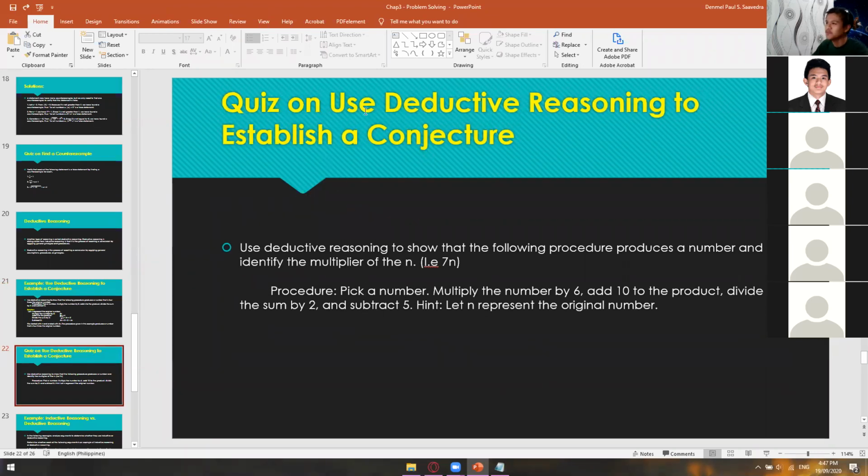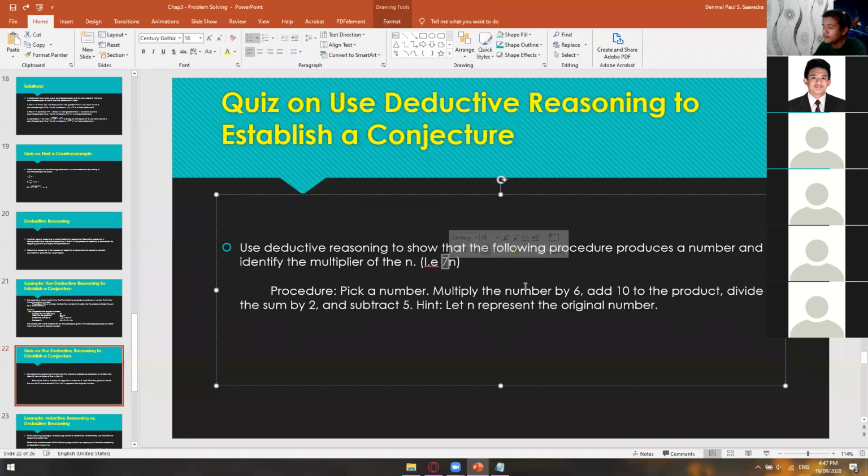Okay? So, quiz on use deductive reasoning to establish a conjecture. So, use deductive reasoning to show that the following procedure produces a number and identify the multiplier of the n. So, kagaya ng kanina, 7n or 5n or 6n. So, iba lang yung numbers. So, multiply the number by 6, add 10, divide by 2, and so on and so forth. Okay?